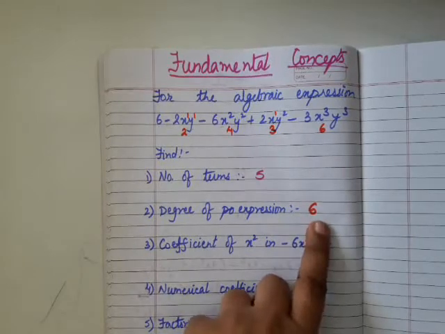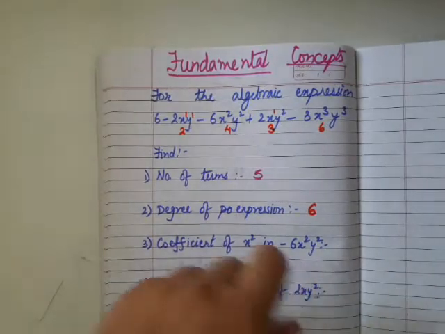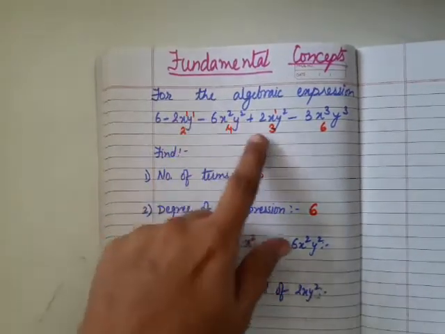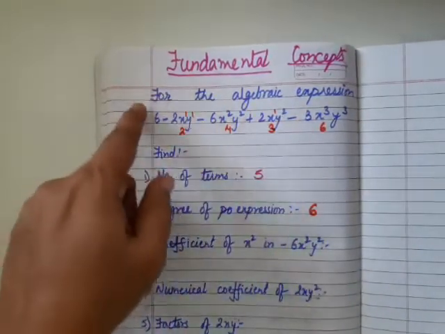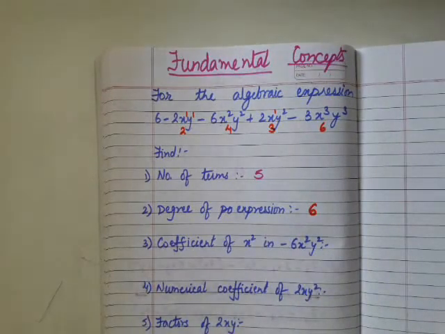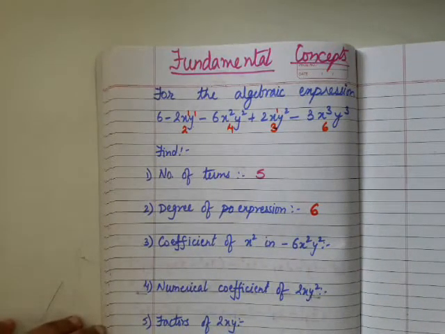Always remember this. I'll repeat, for finding out the degree of expression or degree of polynomial, you need to just find out the sum of exponential value of each term. Once you do so, compare it, whichever is the highest, that one will be the degree of the polynomial.